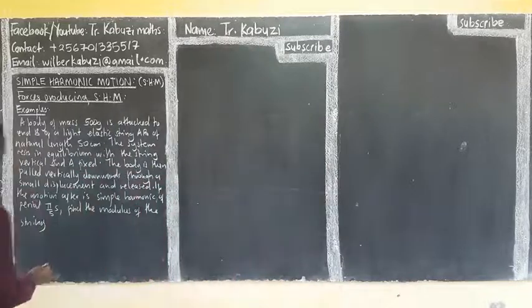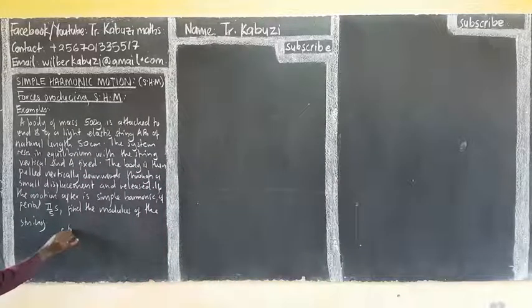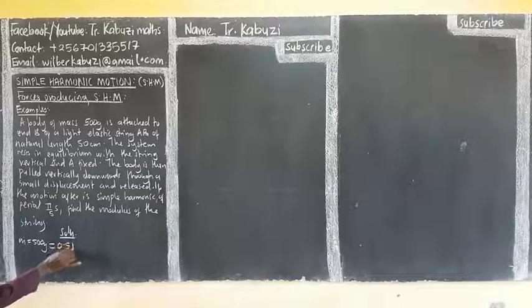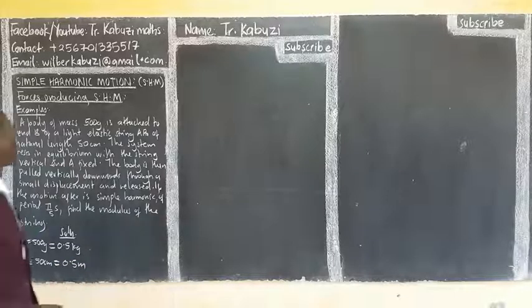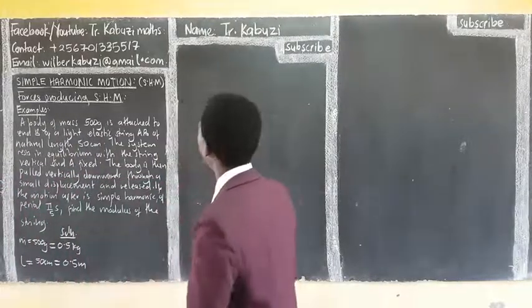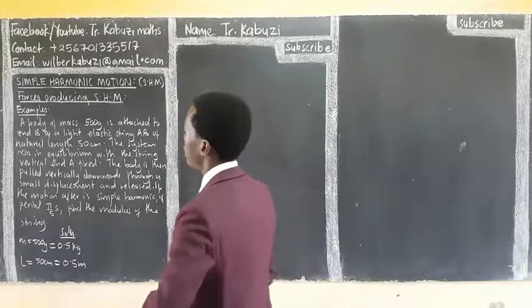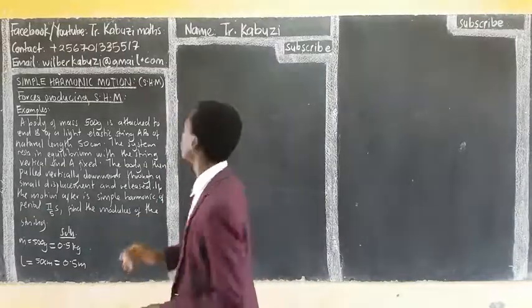So start by summarizing. In our summary, they are giving us mass 500 grams, which will be the same as 0.5 kilograms. They're also giving us the natural length of the string as 50 centimeters, which is the same as 0.5 meters. So we have converted only once. Now we draw a simple sketch of the first case before it was pulled.